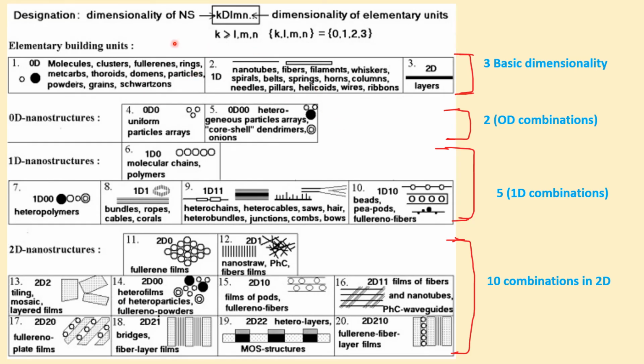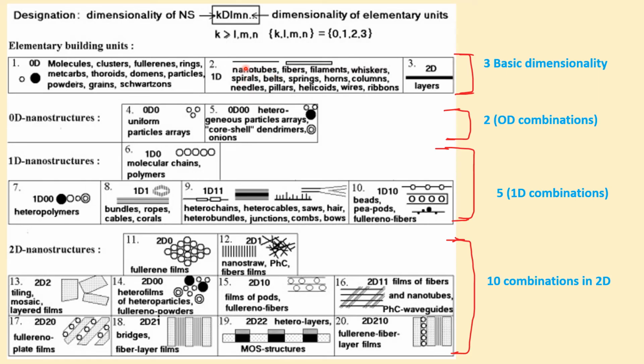Here we will see how these 36 structures are made. As we know that K should be greater than or equal to L, M, N, and three basic units are there. 0 dimension means some nanoparticles, molecule, cluster, Fullerene. These are the 0 dimension material.